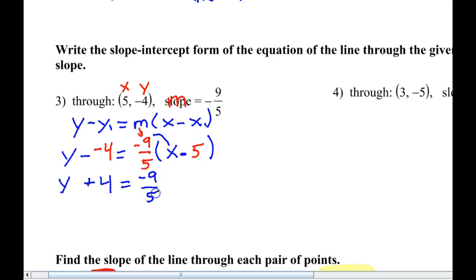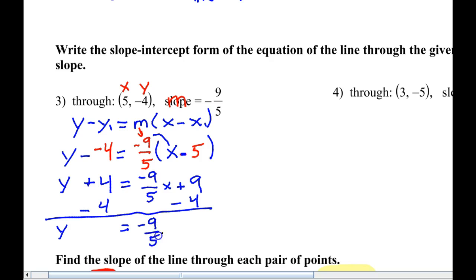We got -9 fifths x. What's -9 fifths x times -5? Plus 9, right? So the 5s are basically canceling out. There's one on top, one on the bottom, and then you have negative times a negative, so you're left with +9. So a little bit of fraction work, but something we can handle. And then go ahead and, just like we did before, subtract or add whatever numbers on the left side. Y equals -9 fifths x plus 5.